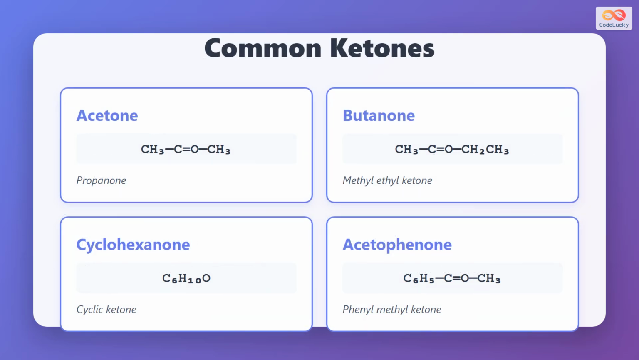Let's look at some common examples of ketones you'll encounter. Acetone, also known as propanone, has the formula CH3-C=O-CH3. It's the simplest ketone. Butanone, with formula CH3-C=O-CH2CH3, is also called methyl ethyl ketone. Cyclohexanone is a cyclic ketone with molecular formula C6H10O, and acetophenone, with formula C6H5-C=O-CH3, is also known as phenyl-methyl ketone. These are widely used in industry and laboratories.